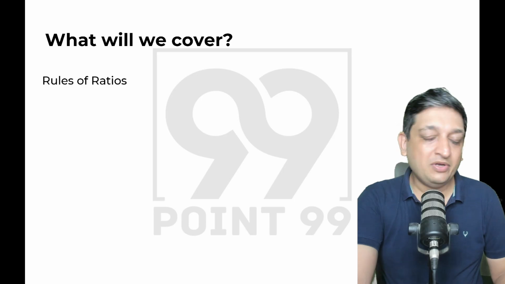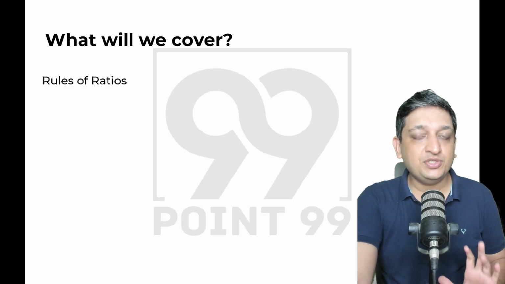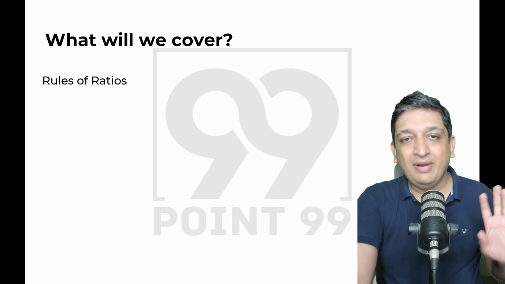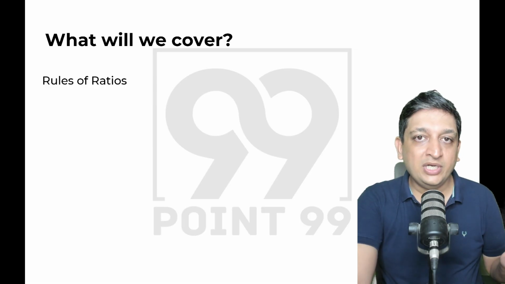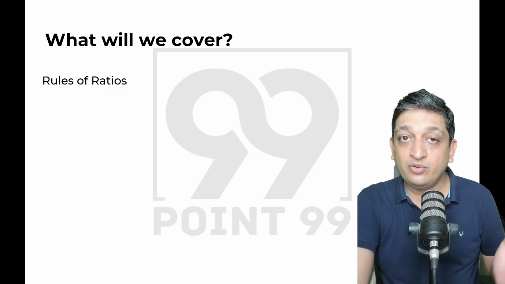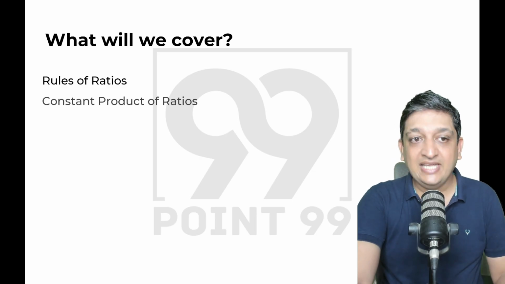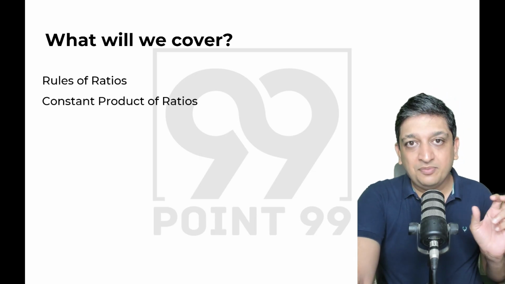The first thing that we are going to cover is the rules of ratios. So what all rules are there? You might have heard of a lot of things called componendo, dividendo, alternando, invertendo and so on and so forth. So we'll try to cover them. We'll also look at the constant product of ratios.